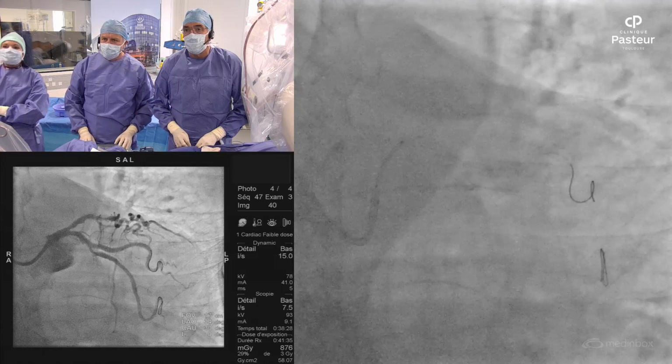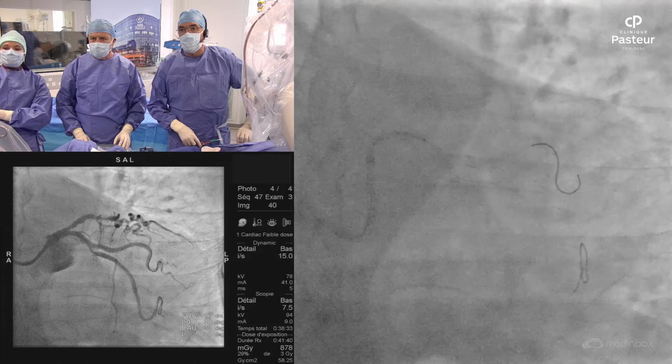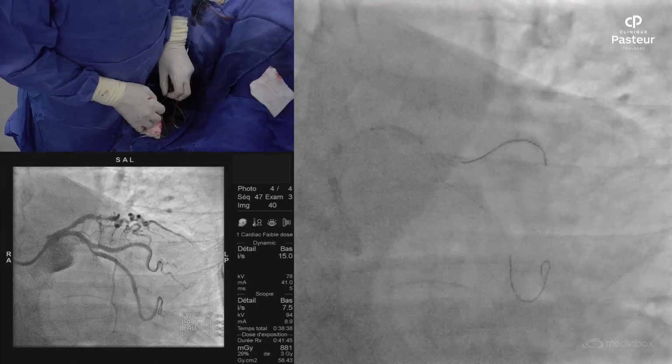We'll see. That's the key point. And okay, let's see. That's a problem of the guiding. Yeah, the guiding is too short, definitely. And that's the difficulty. We will try, but I'm not optimistic.